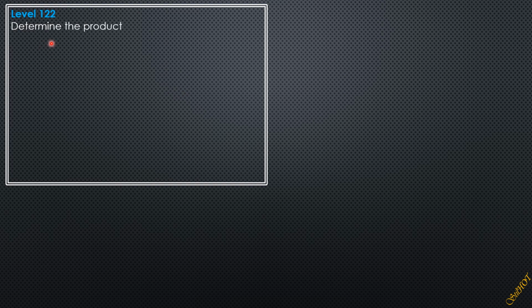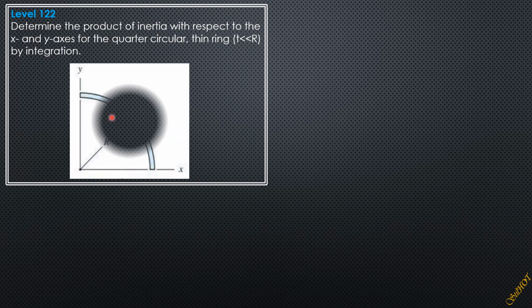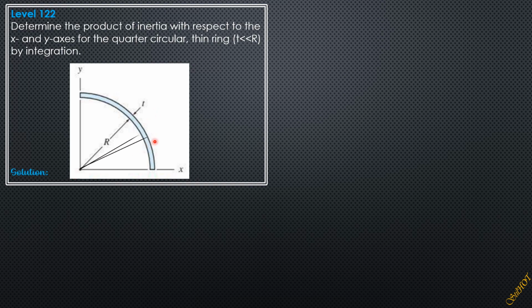Level 122, determine the product of inertia with respect to the x and y axis for the quarter circular thin ring where the thickness is very much lesser than r by integration. So here's the given figure, and let's have a sector element. That's our differential strip, differential element, which is this.